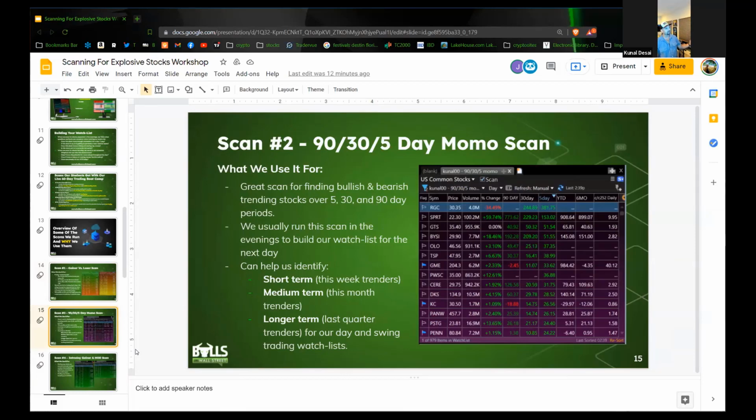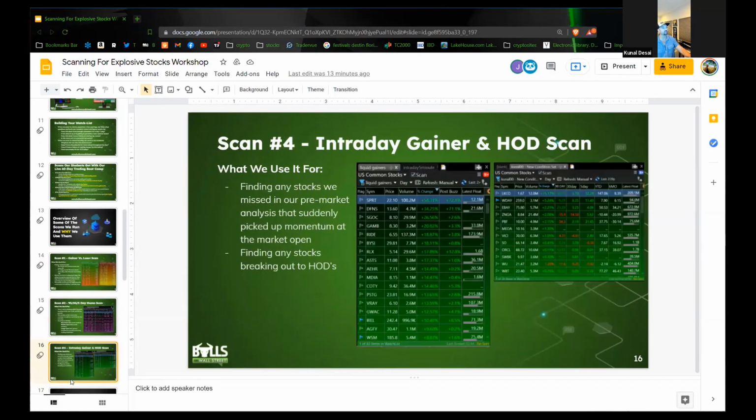I know it's a mouthful, guys, but it really only takes me about 30 minutes at night to do my homework. Then I spend about 30 minutes on my trading journal, where I go through all my trades, and then I'm done. We usually run this scan in the evenings to build our watch list for the next day. It'll help us find short-term, medium-term, and long-term trends on very specific time frames.